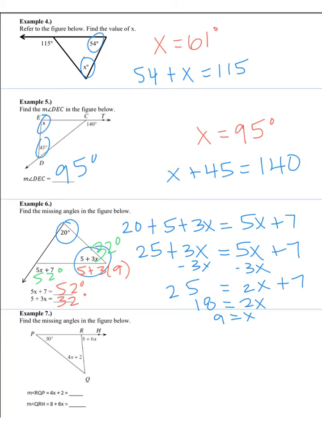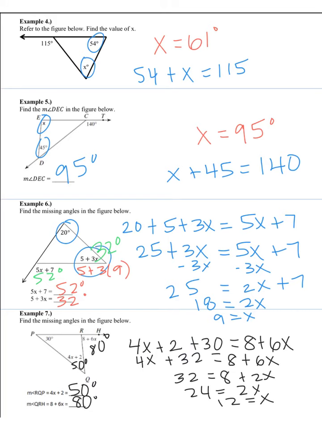All right, go ahead and pause the video, try number 7 on your own, and then press play to see if you get the correct answer. So for this example, when you solved, you should have gotten that x is equal to 12. And when I plugged it back in, you should have gotten 50 degrees and 80 degrees for your two angle measurements. If you didn't get that one correct, try to look at your work and figure out what you did wrong using my work. And if you still can't figure it out, let me know.